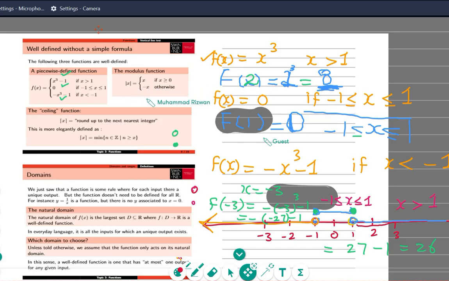Last time I taught piecewise function. When the value is 0, what is the modulus? Modulus is distance, okay, so it is always positive. So it is also piecewise. The modulus function is also a well-defined function. It is always positive, clear?